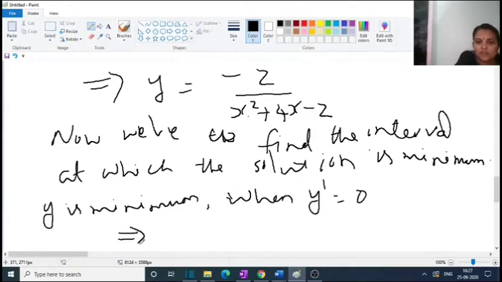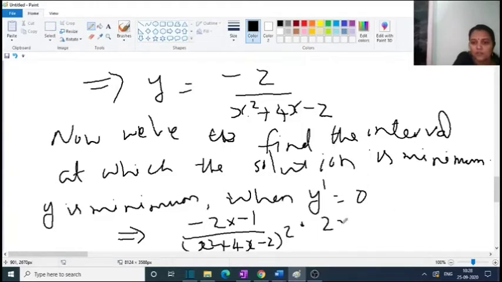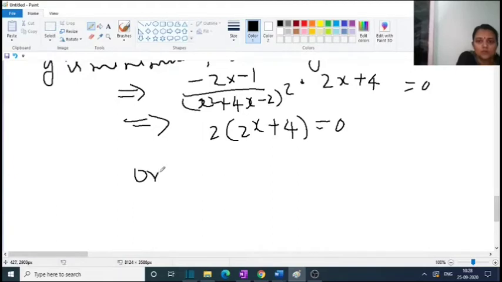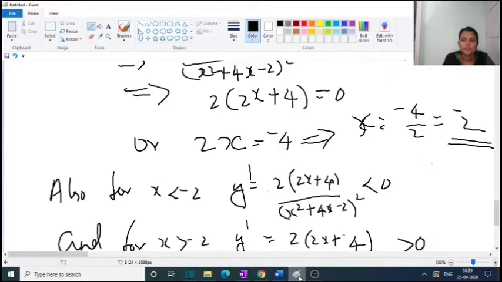Now we have to find y dash, so this becomes minus 2 into minus 1 by (x square plus 4x minus 2) whole square, into the derivative of the denominator which is 2x plus 4, is equal to 0, which implies 2 into (2x plus 4) is equal to 0, or 2x equal to minus 4, or x is equal to minus 4 by 2, x equal to minus 2.